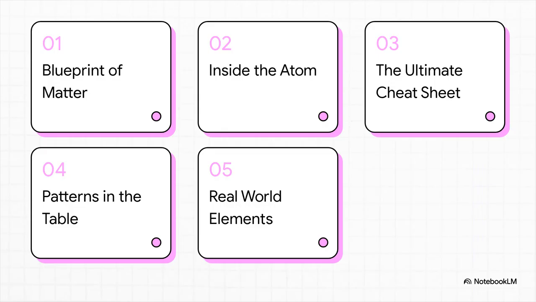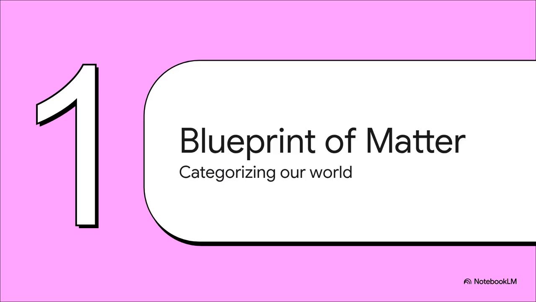Okay, let's dive right into this. Here's our roadmap for today. First, the blueprint of matter. Number 2, inside the atom. Third, the ultimate cheat sheet. Fourth, patterns in the table. And finally, number 5, real-world elements. Let's get to it. So Section 1, the blueprint of matter, categorizing our world.